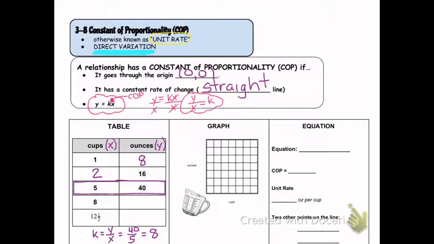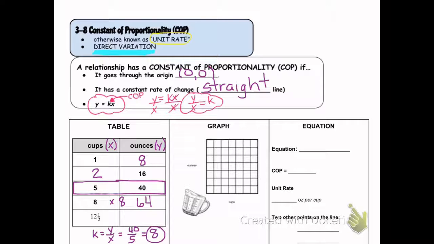If we go down to 8 cups, I know, again, we're just going to multiply times 8 because that's the constant of proportionality. So 8 cups would be 64 ounces. And then if I want to look at 12.5 cups, I've got a couple of options here. I could just do 12.5 times 8. That would certainly be okay.